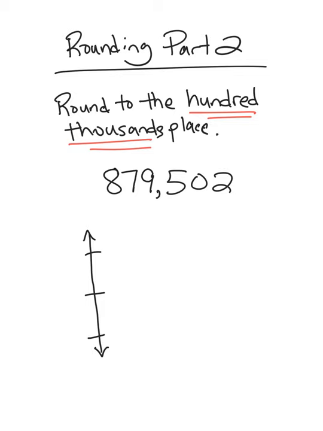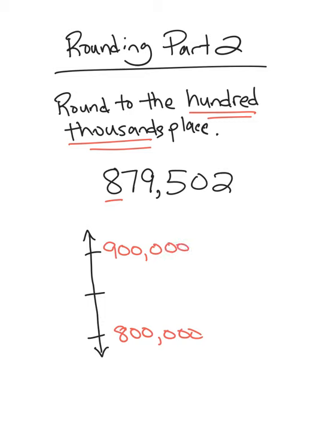Rounding part 2. Let's look at this first problem. It says round to the 100,000ths place. Well, first we have to determine which digit is in the 100,000s. Of course it is the 8. Okay, so we know that down below our low number is going to be 800,000. Our high number is going to be 100,000 more than that, which would be 900,000.